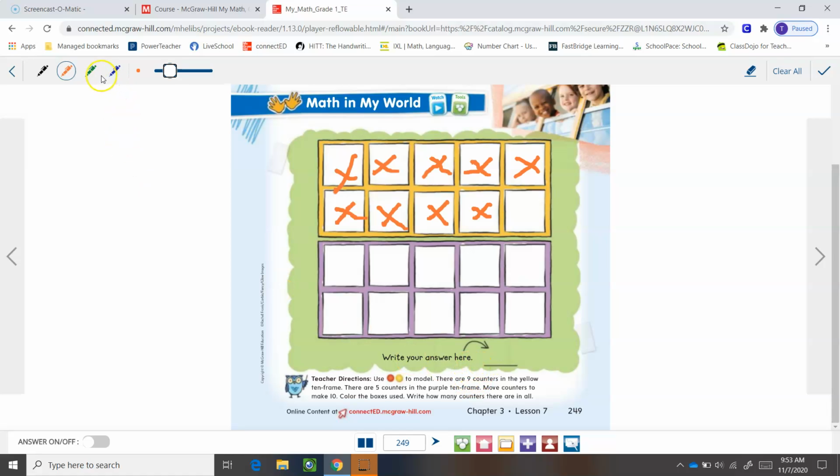Then it says there are 5 counters in the purple tens frame. So I put my 5 counters down here. And what we're going to do to help us add is we're going to fill this tens frame. We're going to make this a 10. So I'm going to take one of my counters from the purple one, and I'm going to move it up into this yellow one to make a 10. So now I know I have 10 up here, and I only have 4 down here. I have one group of 10 and 4 more, 4 ones. So then I have my answer of 14.